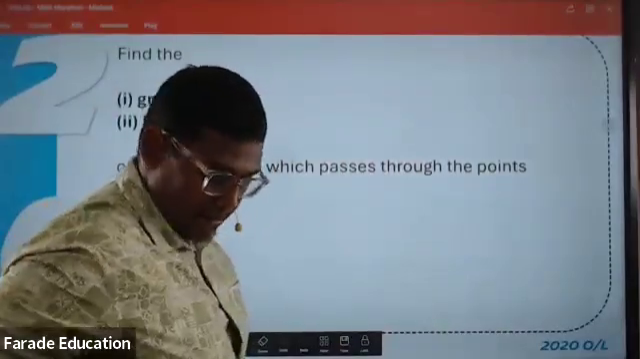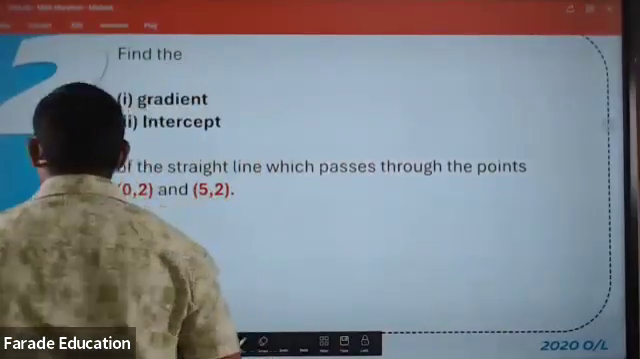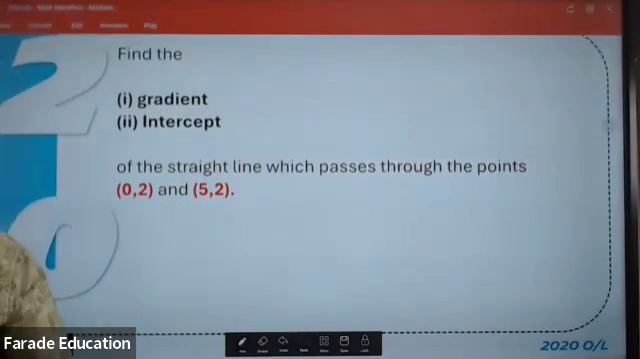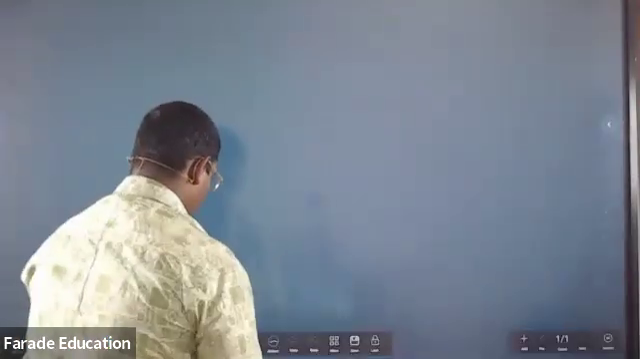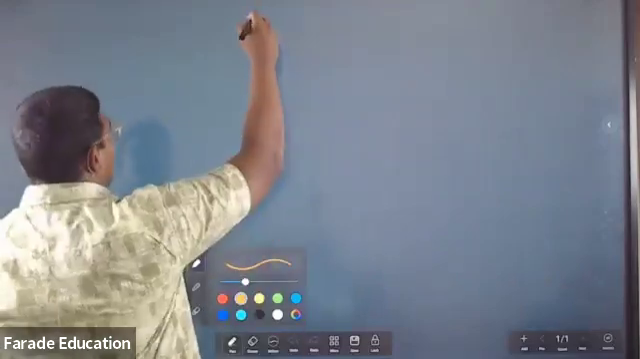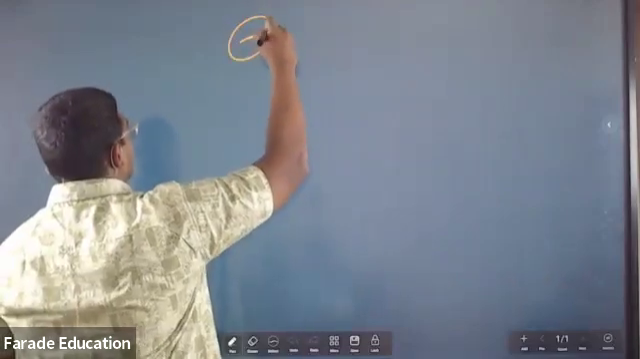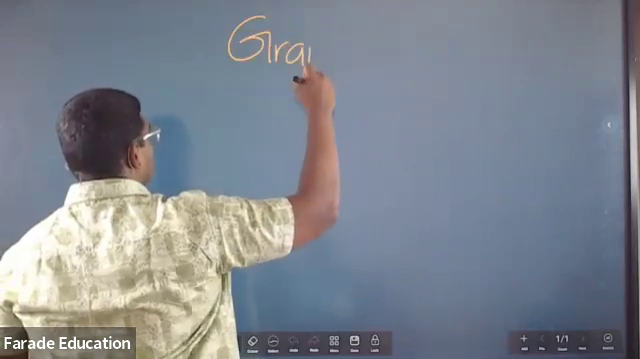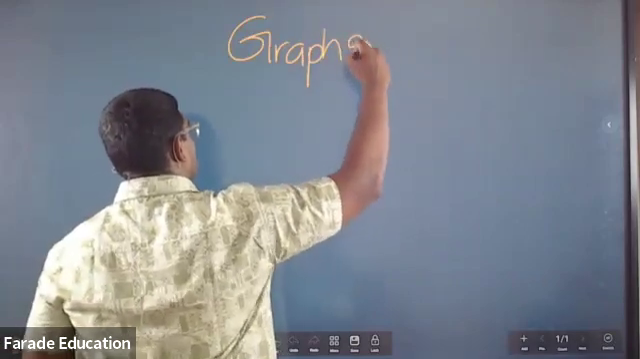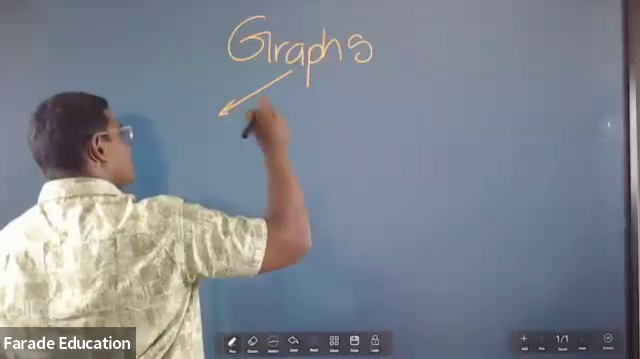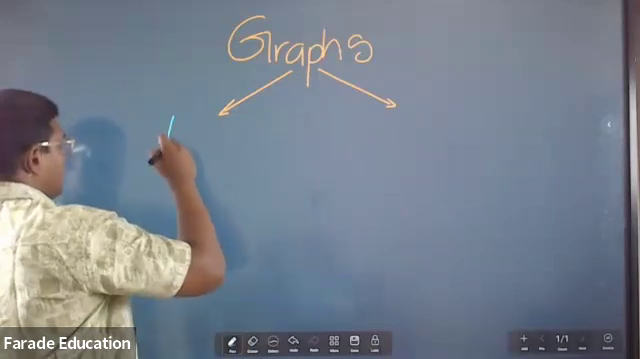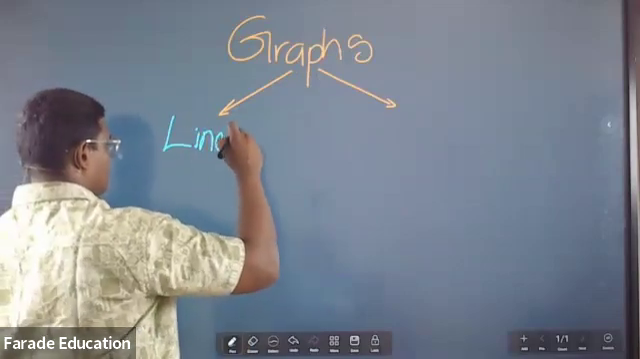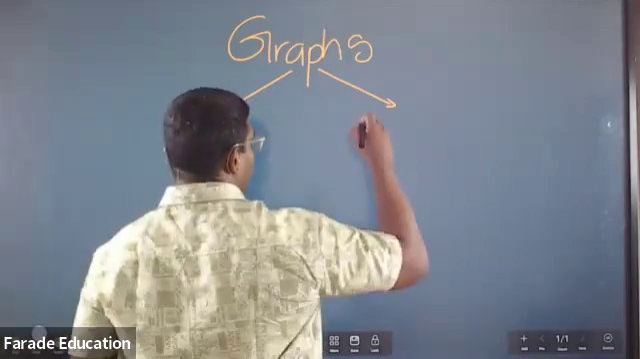Check one. Okay. So the next one we have is graphs. So when we talk about graphs, we have two types. One is the linear graph and the parabola graph.